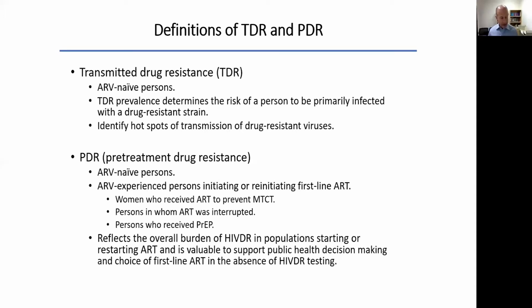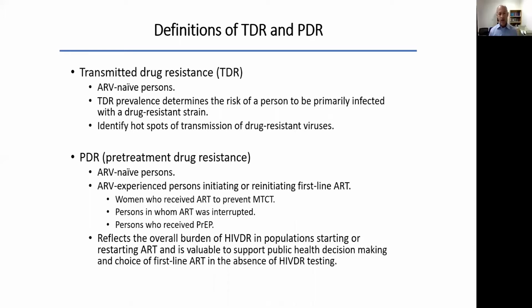TDR is the prevalence of drug resistance in ARV naive persons. TDR prevalence determines the risk of a person becoming primarily infected with the drug resistant strain. It is useful to identify hotspots of transmission of drug resistant viruses.